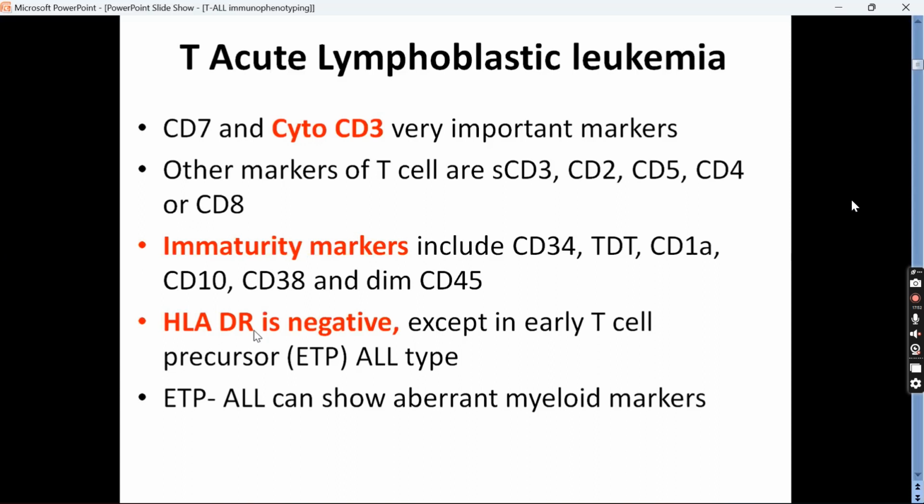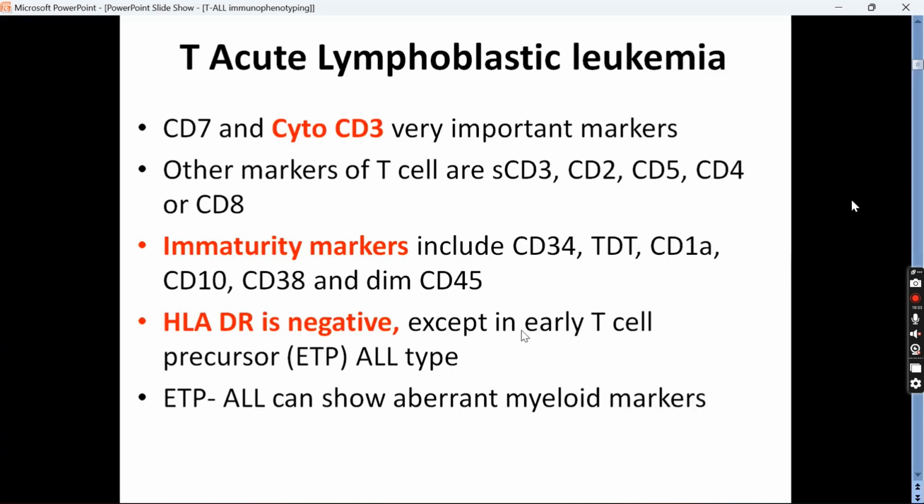Finding a B-ALL with HLA-DR negative blasts is very rare. I would say a B-ALL blast cannot be HLA-DR negative, but I cannot use such a sentence, so I'm saying very rare. If you find a B-ALL blast which is HLA-DR negative, something is wrong. Maybe the expression has gone down, but it can't be completely negative. Getting my point? So T-ALL is HLA-DR negative, except a type of T-ALL called ETP-ALL, which can show HLA-DR expression.